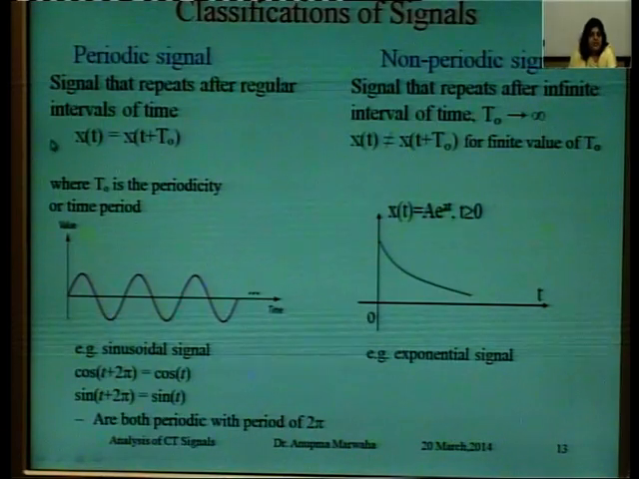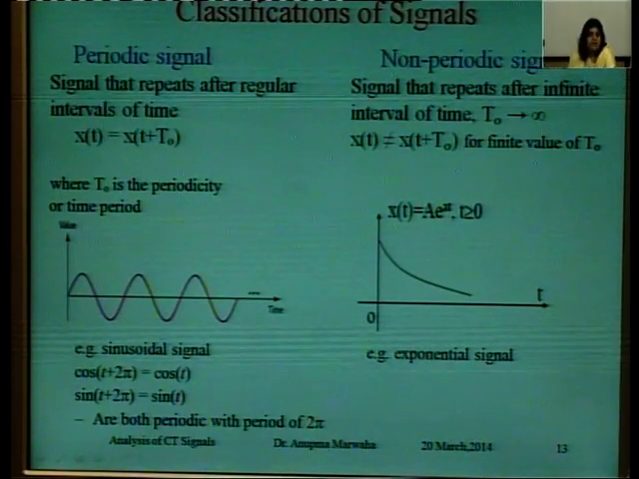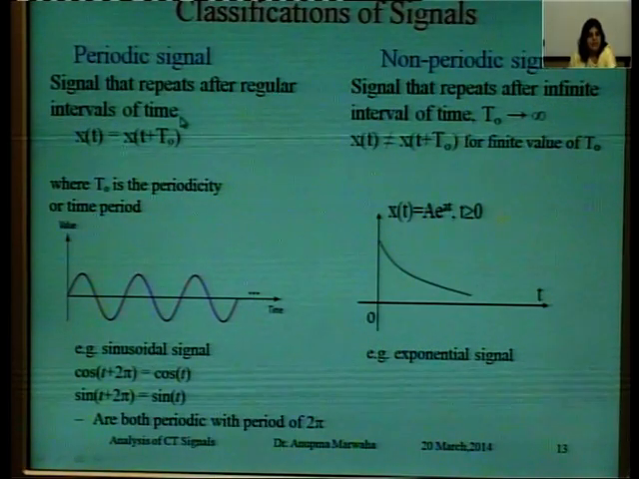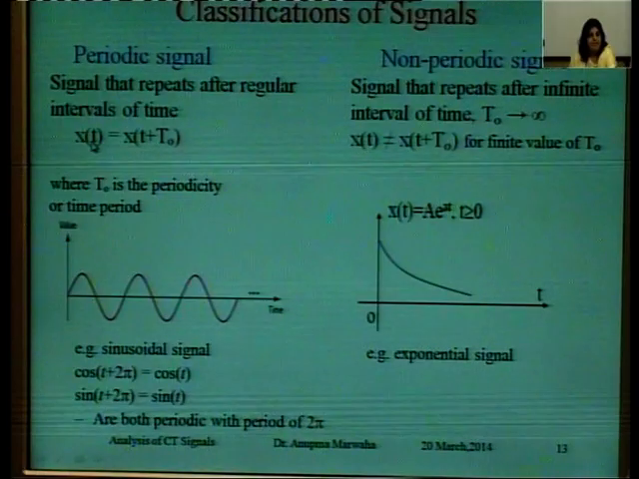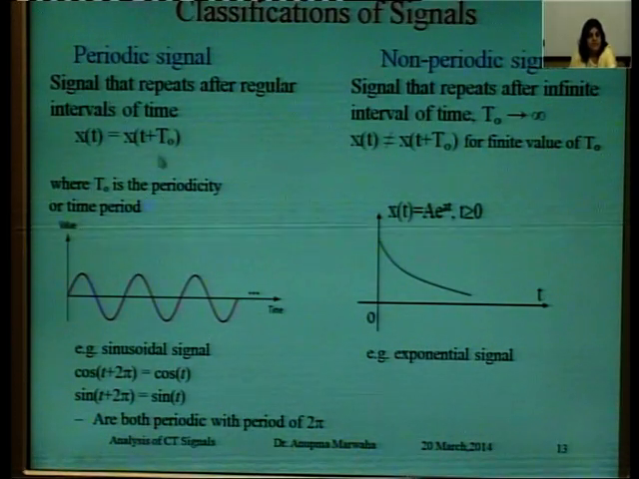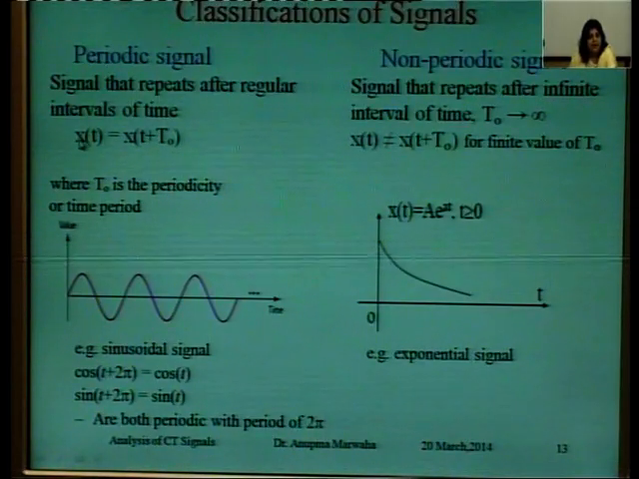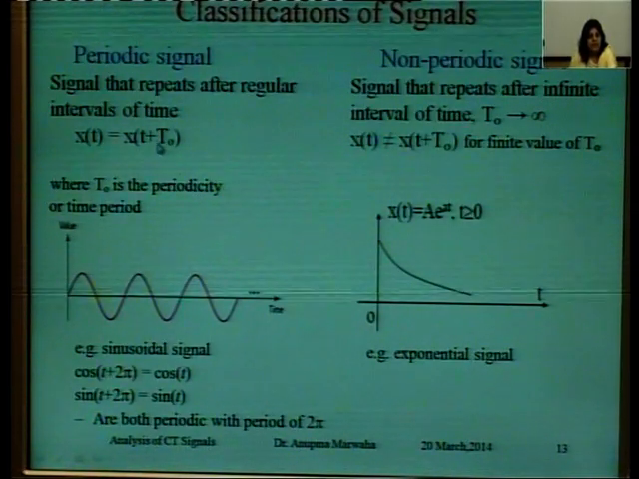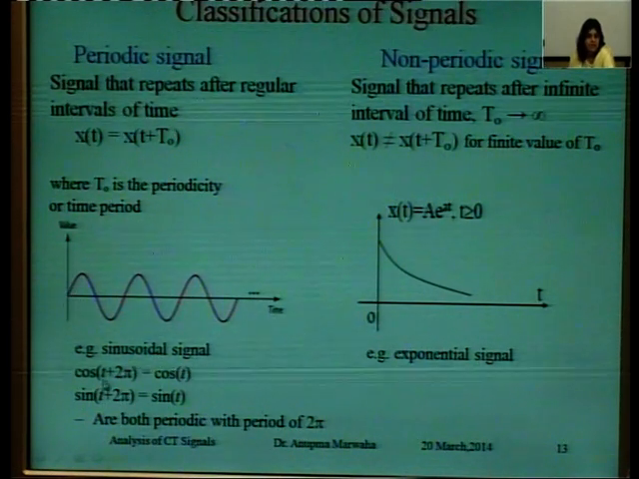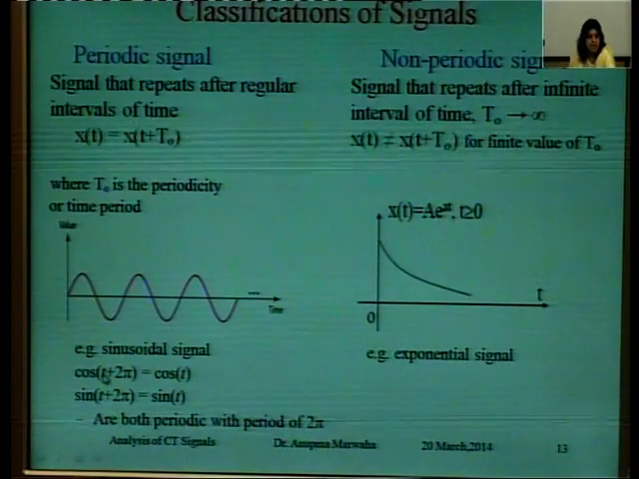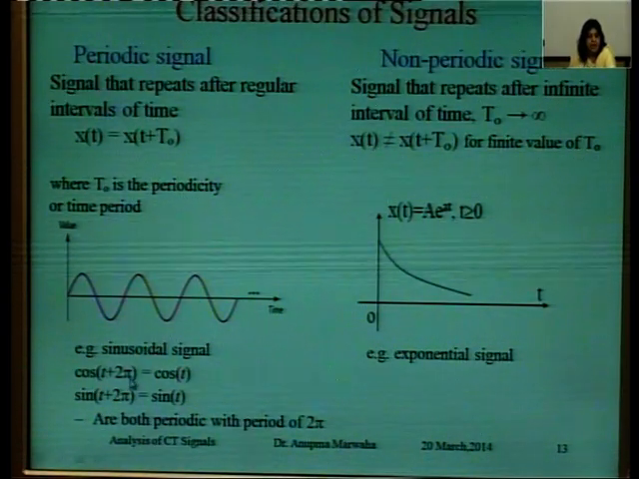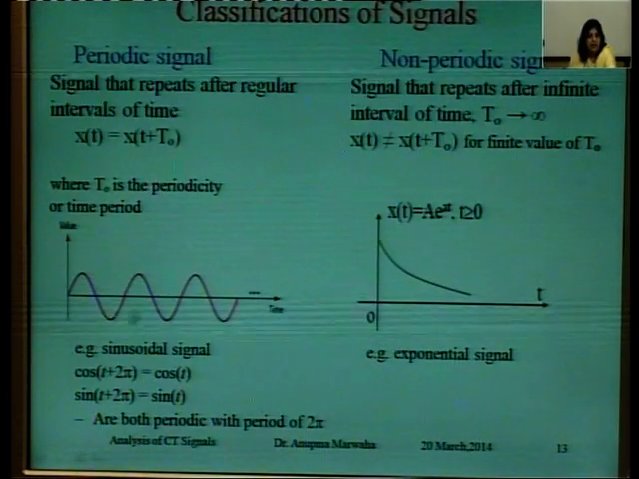The next classification is periodic and non-periodic signal. A signal that repeats after regular intervals of time is called a periodic signal. For example, if we have a signal x(t), and x(t) is equal to x(t plus t naught), where t naught is the periodicity, that means the signal x(t) will be repeating after t naught time period. For example, we have sinusoidal signals, cos signal or sine signal. It can be seen that both the signals have periodicity of 2 pi. So, these are examples of periodic signals.